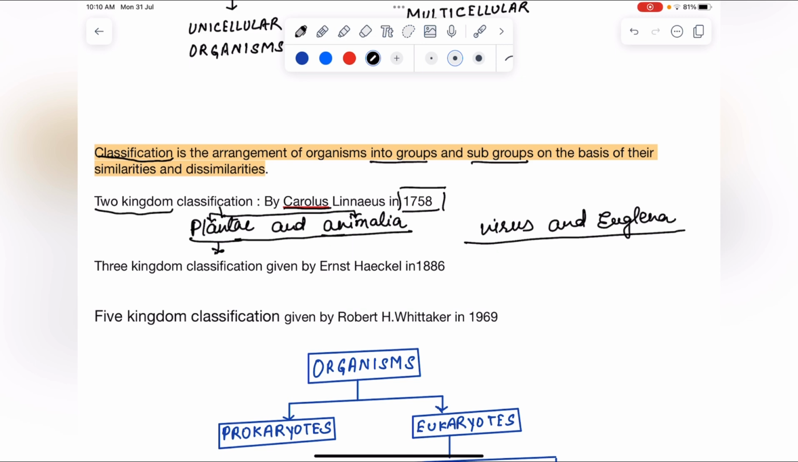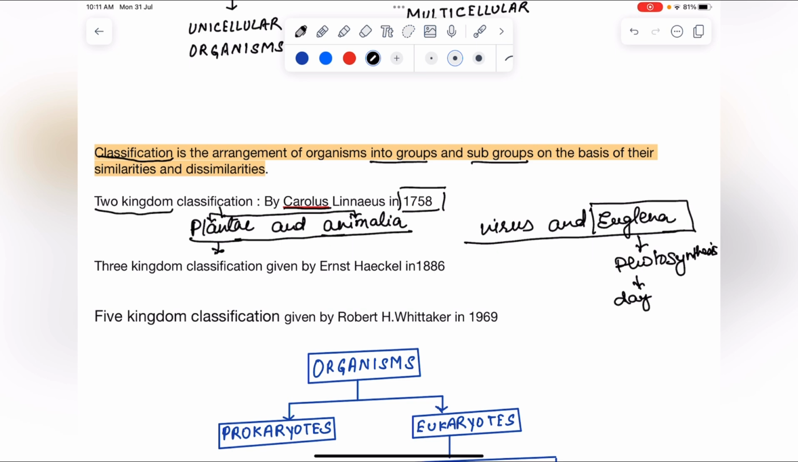Because Euglena contains the characteristics of both plants and animals. Euglena is a unicellular organism which performs photosynthesis in the daytime because chloroplast is present in it, and at night it acts as a heterotroph. That's why Euglena is classified into neither plant nor Animalia.